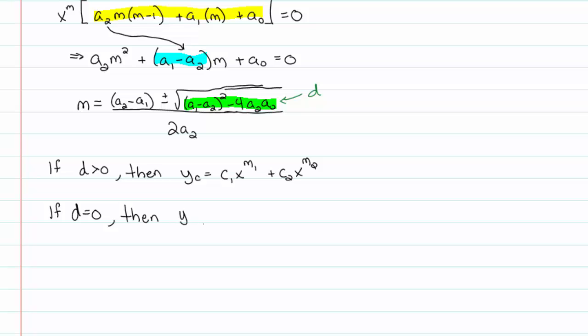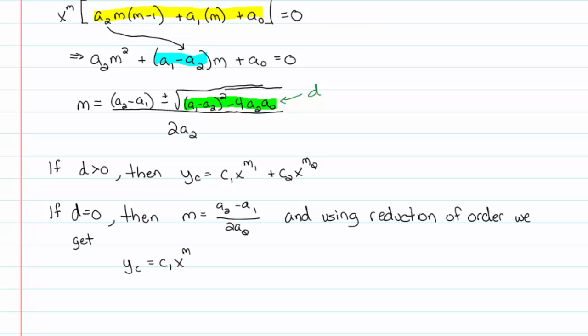We know the solution to the characteristic equation is m equals (a sub 2 minus a sub 1) all over 2a sub 2, and then the discriminant being 0 means that we have just that. And we did some work last time, and you can refer to your notes, but basically we used reduction of order, and using reduction of order we get our first solution, which was the fact that we had at least one solution, m equals (a2 minus a1) over 2a2.